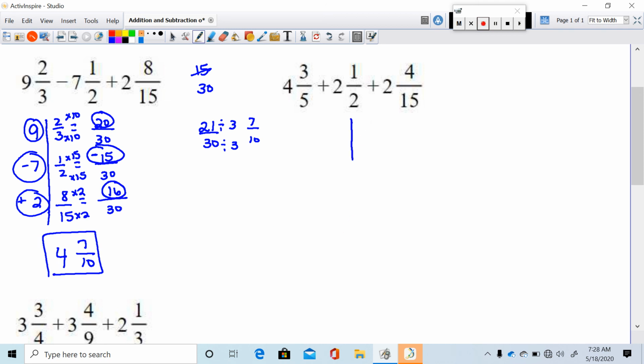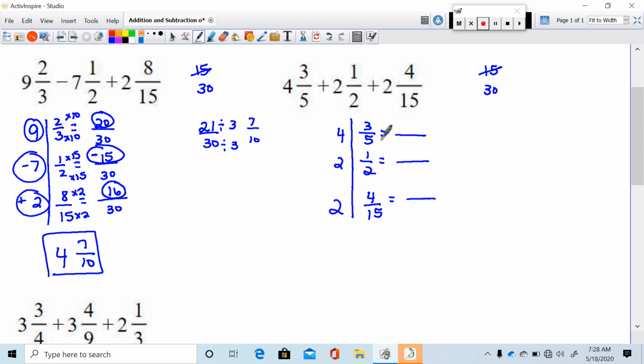Okay, on the next one, I have 4 and 3/5. I have 2 and 1/2. And I have 2 and 4/15. They're all positive, so I'm just going to be adding everything all the way along. Common denominators, take the largest number, 15. See if you can divide the other two into that. 15 divided by 5, yes. 15 divided by 2, no. So it's not going to be 15. So add that to itself. 15 plus 15 is 30.